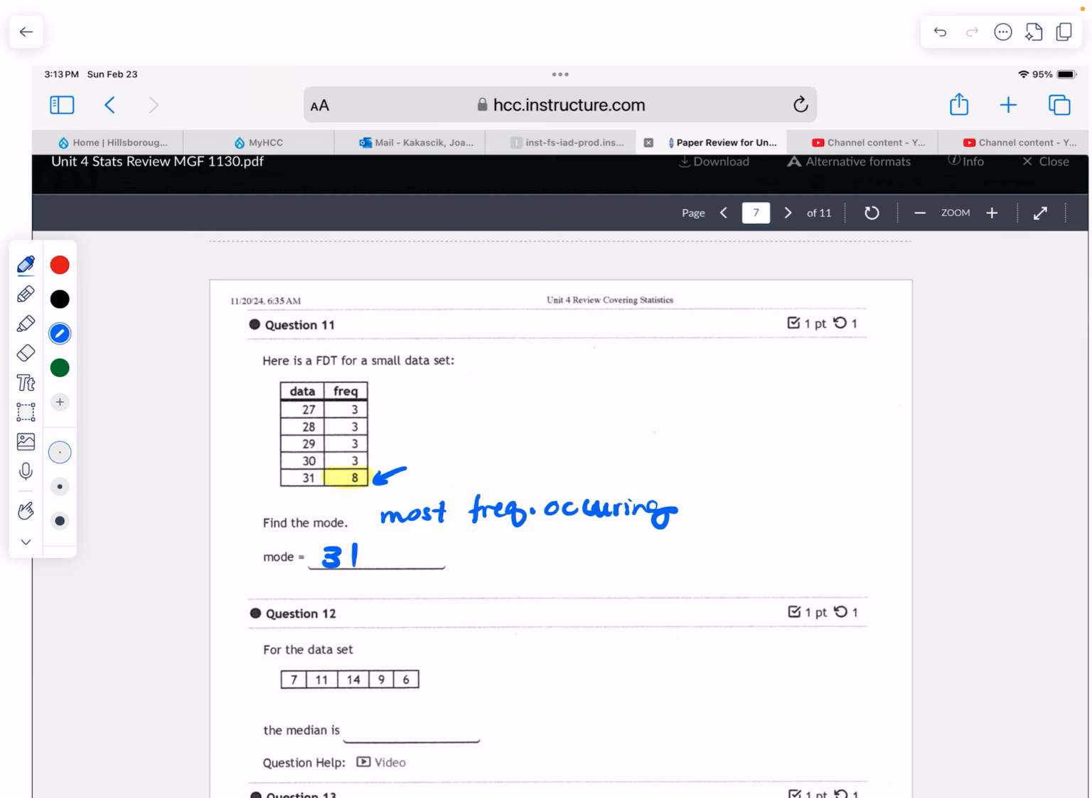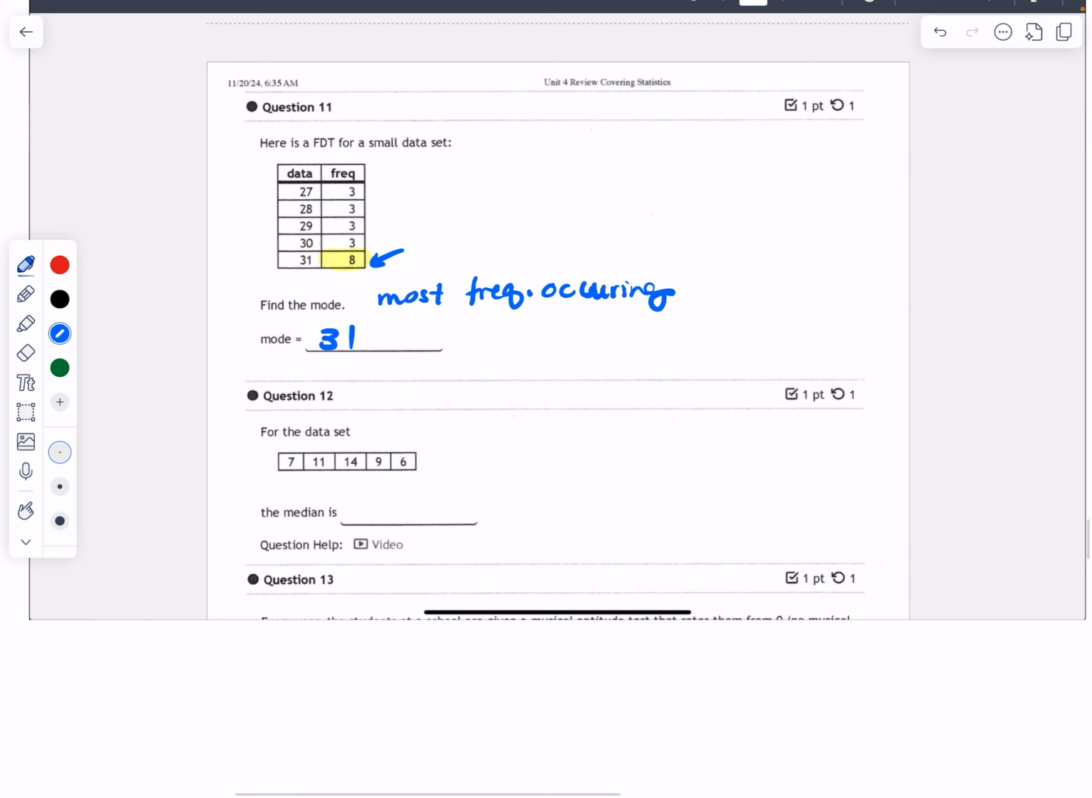Okay, question 12. For this data set, 7, 11, 14, 9, and 6, what is the median? All right, with the median, I have to put these numbers in order. So I'm going to do 6, 7, 9, 11, and 14. 1, 2, 3, 4, 5.